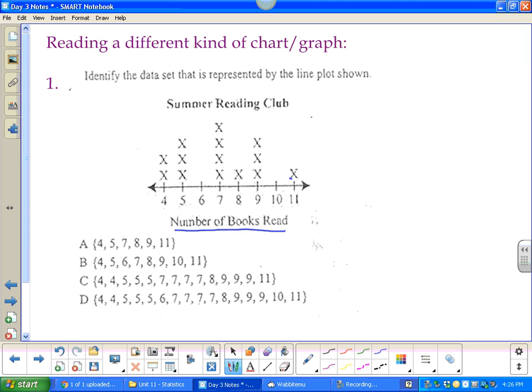So this means a person read 11 books. This means that 3 people read 9 books, 2 people read 4 books, nobody read 6 books. So the number of books, I need 2 4s. So he's out, he's good, and he's good. I need 3 5s, both good. I need no 6s, and he has a 6, so he's out, so it's got to be C.